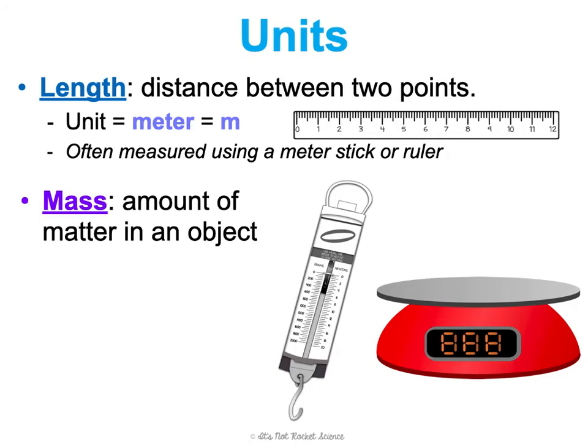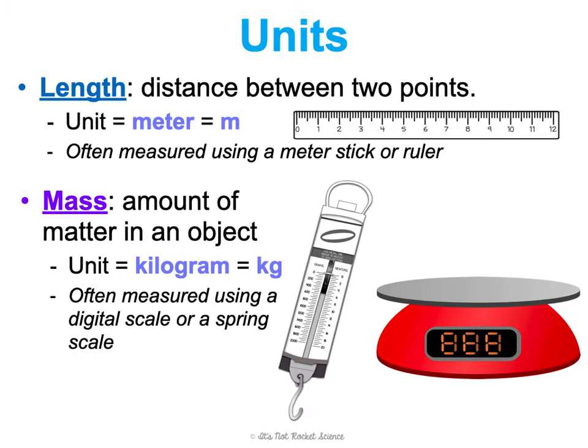Next, we're going to talk about mass being a unit. Mass is the amount of matter in an object. Mass and weight are not the same thing. They are not the same thing. Mass is going to deal with the amount of stuff something has, and weight is going to deal with gravity. So the unit for mass is going to be kilogram. And we're going to use either a spring scale or some type of digital scale to do the measurement for mass.